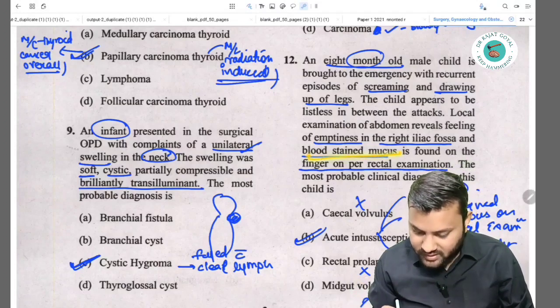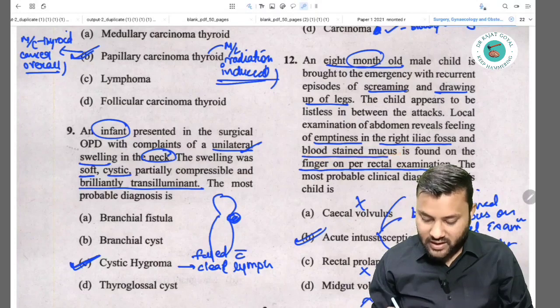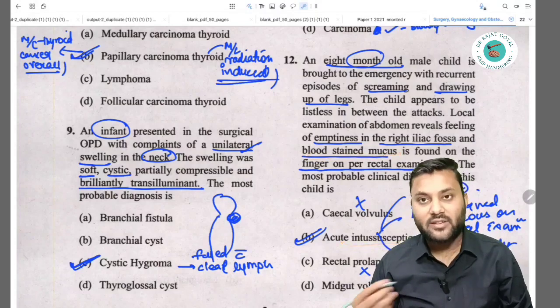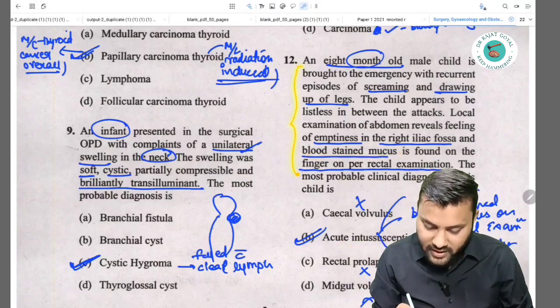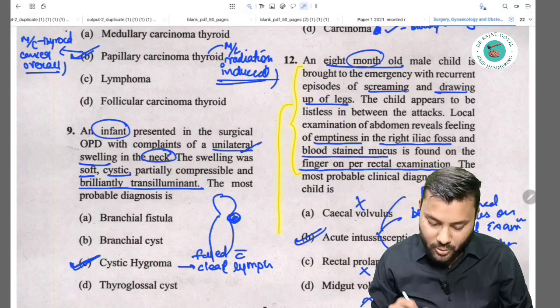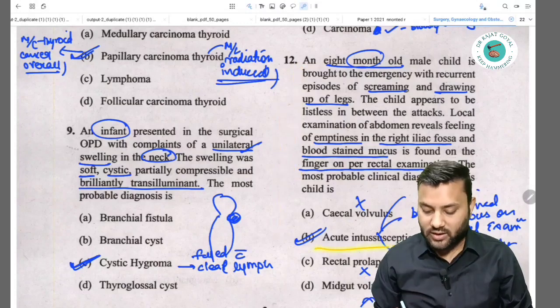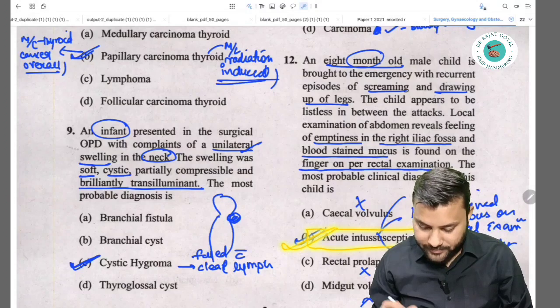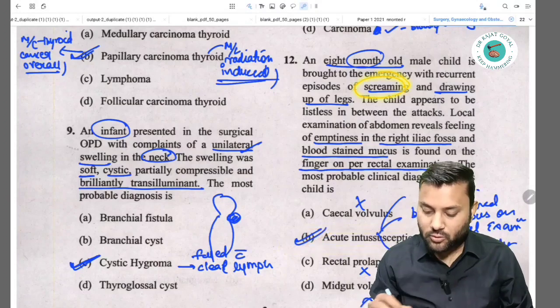And also there is a blood stained mucus. So we know that in the intussusception there is a recurrent jelly stools. So all the features are supporting the diagnosis of the acute intussusception, and it is a painful condition. So it is also given that the child is screaming.